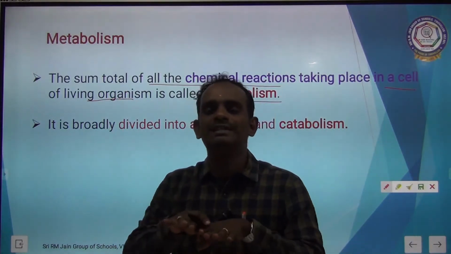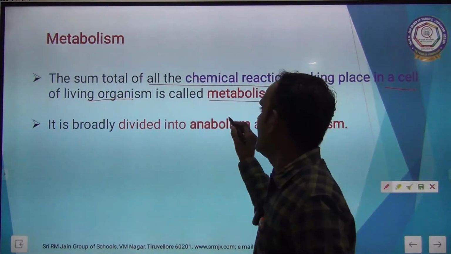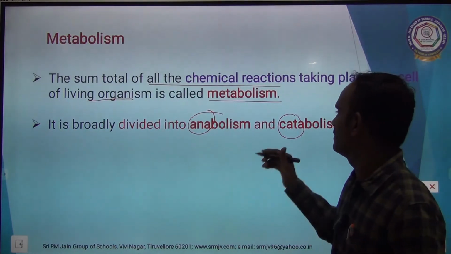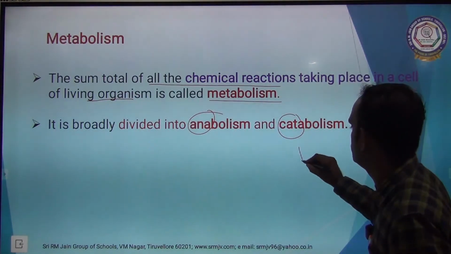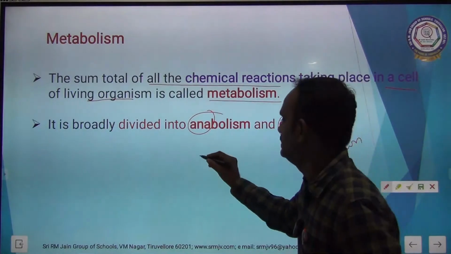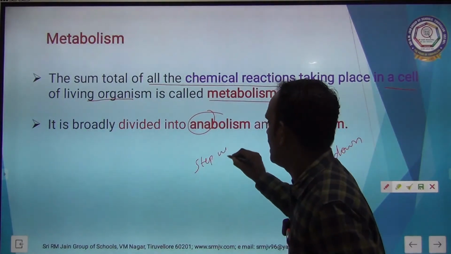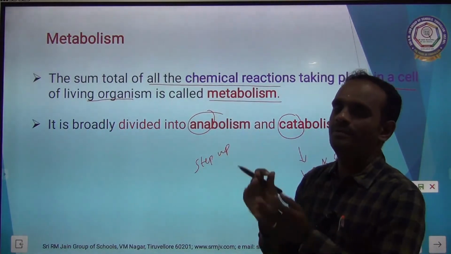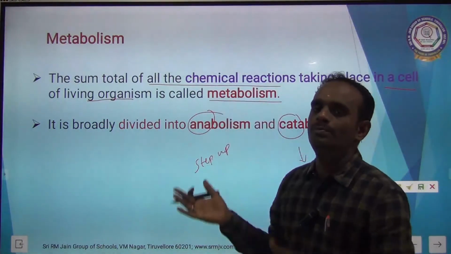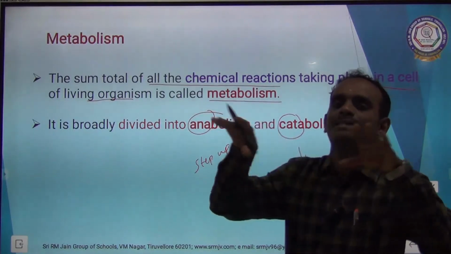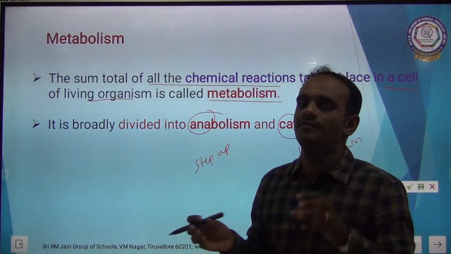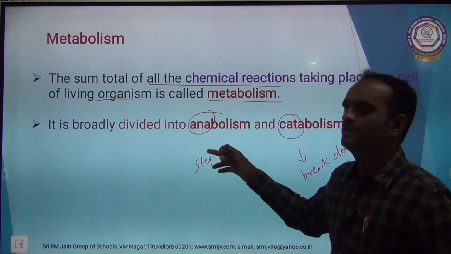This metabolism is broadly classified into two types. One is called anabolism, another one is called catabolism. Catabolism means breakdown. Anabolism means step up, from small to big, a step up process. Catabolism means breakdown process, breakdown of complex structures into smaller subunits. Anabolism means formation of complex structures from smaller subunits. That is anabolism and catabolism.